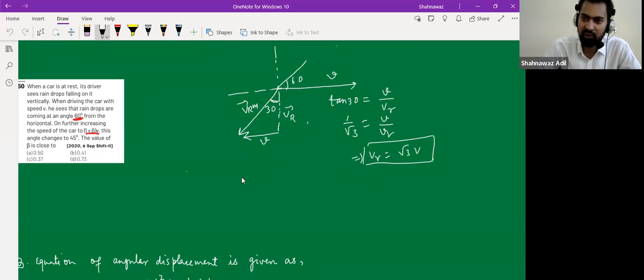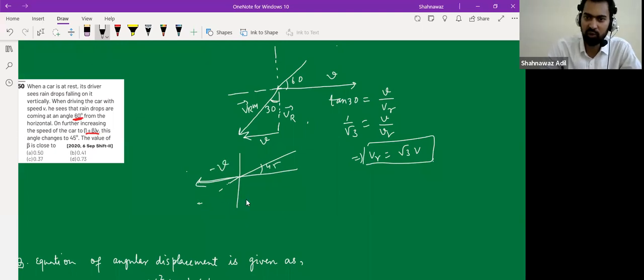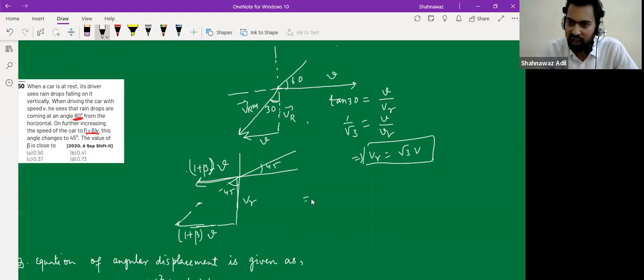Okay. Now your angle is what? 45. You extend this V in this side because you want to calculate velocity with respect to rain. So this is your triangle, V, and this is 45, and this is rain, right? Now the speed is what? 1 plus beta V. Okay. So tan 45 will be VR by 1 plus beta V.